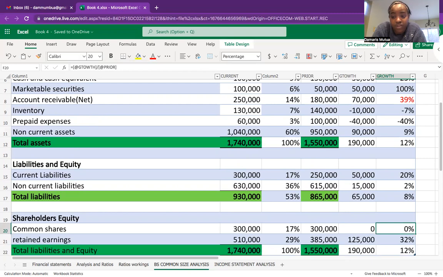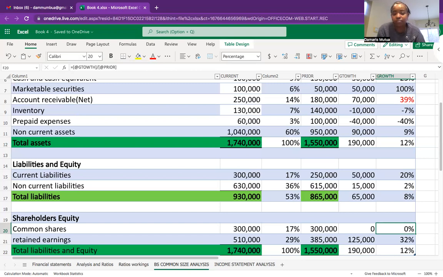We're doing some capital investments as an organization. That could be one of the reasons why we are pulling resources from our retained earnings. So our retained earnings have grown by 32%. And in general, our total liabilities and equity have grown by 12%. So as a company, we are growing our assets, and in turn, we're also growing our liability and our equity.